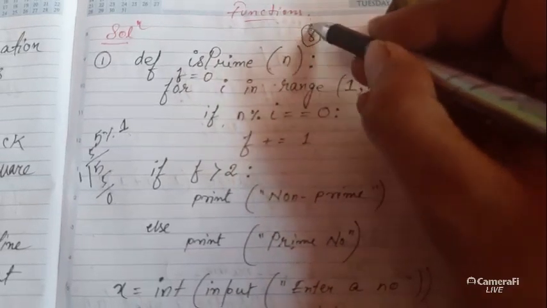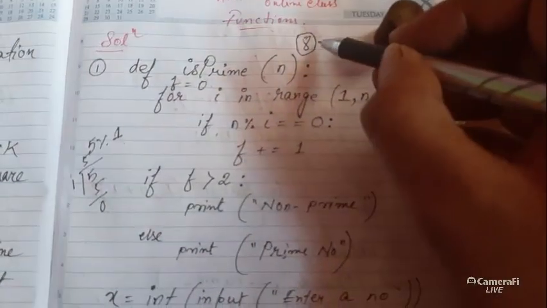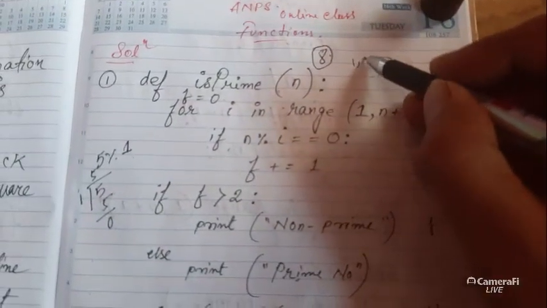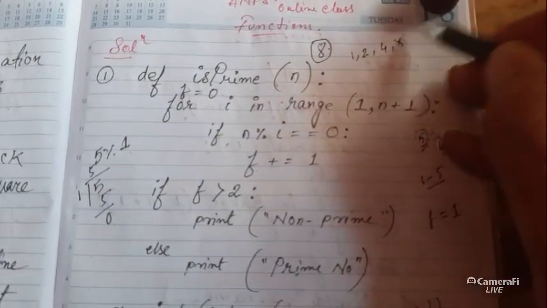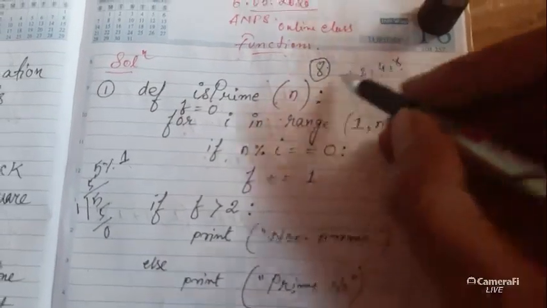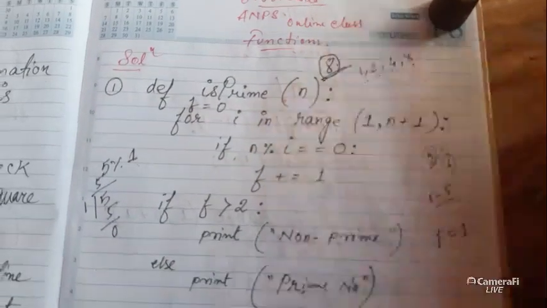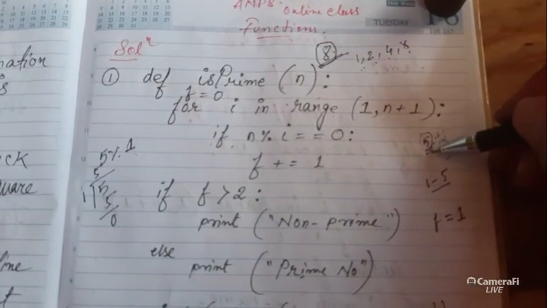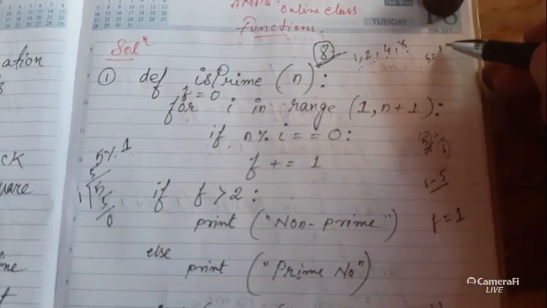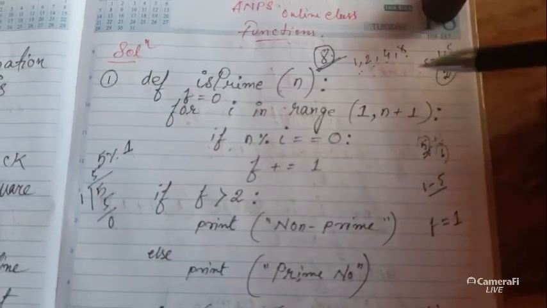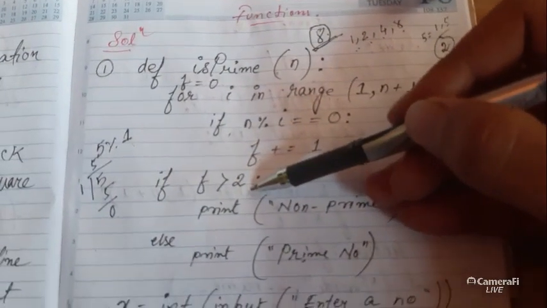For example, take 8. What are the factors of 8? We know 1, 2, 4 and 8 itself. How many factors are coming? 1, 2, 3, 4, four factors. So obviously 8 is not a prime number. But if we say 5, how many factors are there? 5 has factors 1 and 5 itself, so only 2 factors. That's why we are using this logic here.